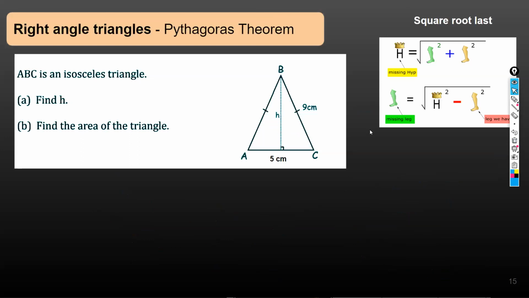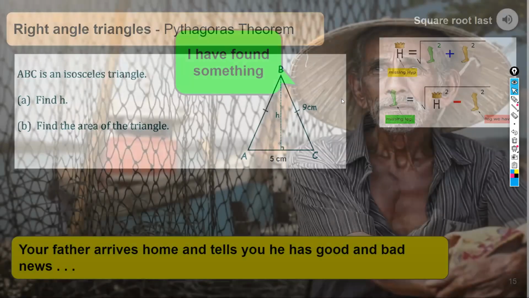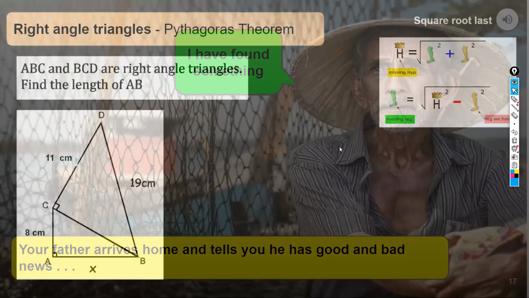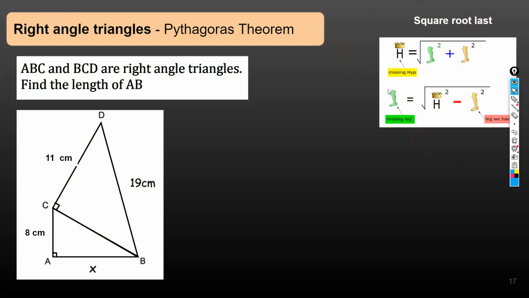Let's see what's going on in Dalka here. All right, so your father comes back from his fishing trip. Not trip, that's his work, that's his job, sorry. And says he has found something. And he tells you he has good news and he has bad news. Which one do you all want to hear first? The good news or the bad news? I can't remember if you're going to see it here now or that's the next slide. All right, so that's the next slide. He's going to tell you the good and bad news afterwards.